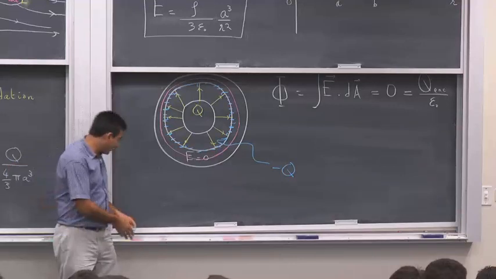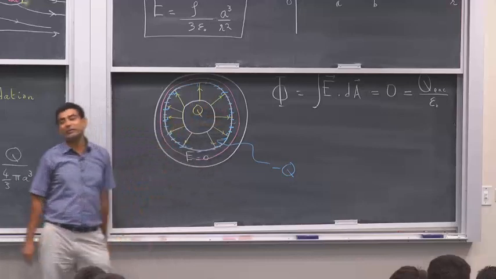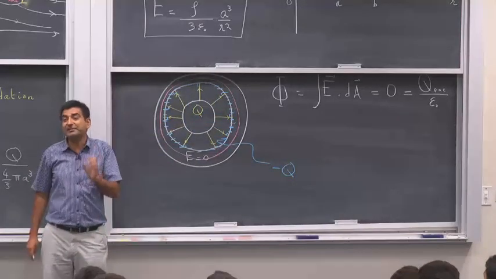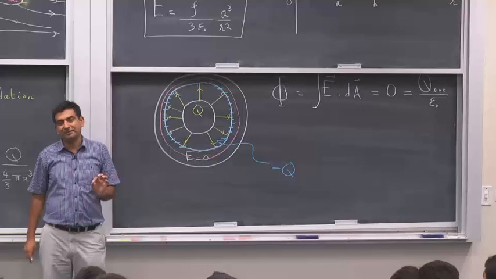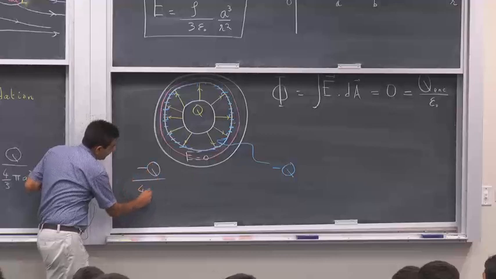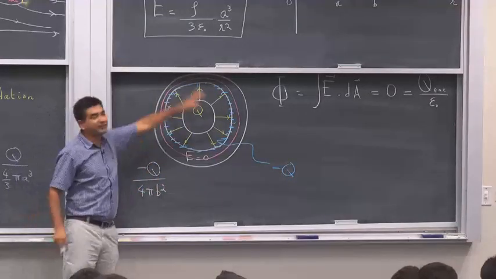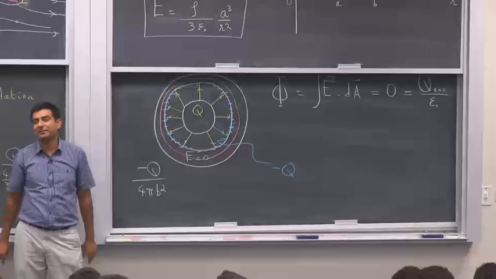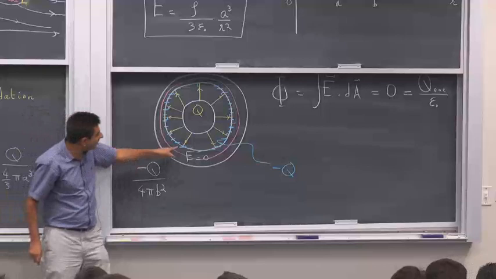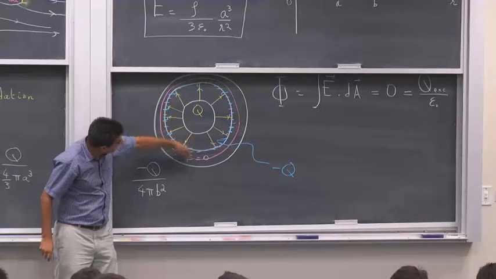So if I were to ask you the charge density on the inner surface of the metal, what would that charge density be? I'm not talking about volume density, surface density. That charge density is going to be minus Q over 4 pi b squared, which is the total surface area of the inner surface of the metallic ring.